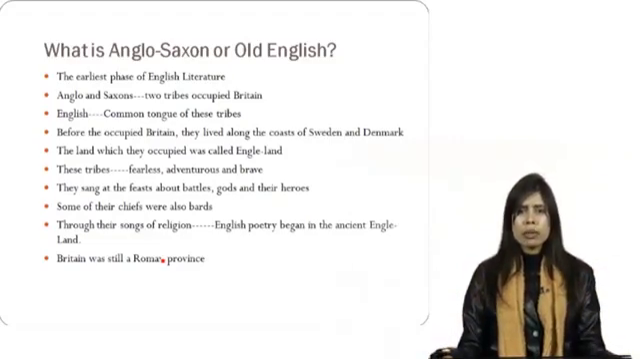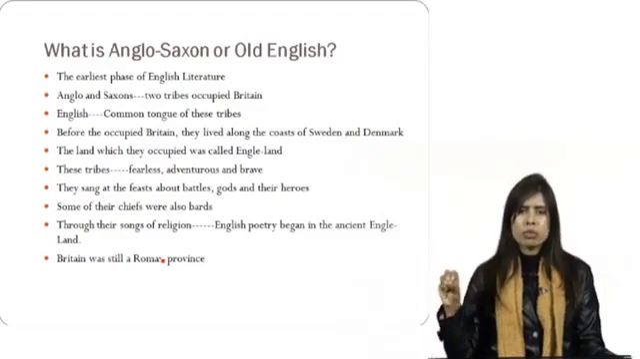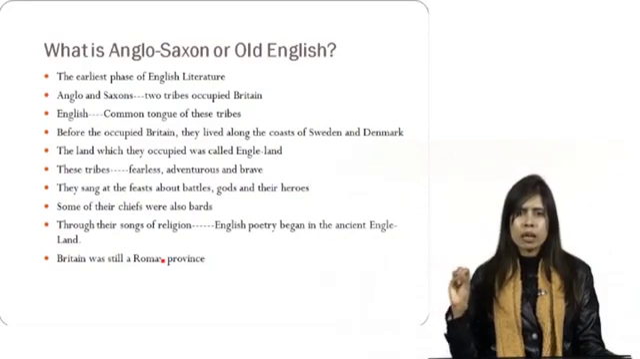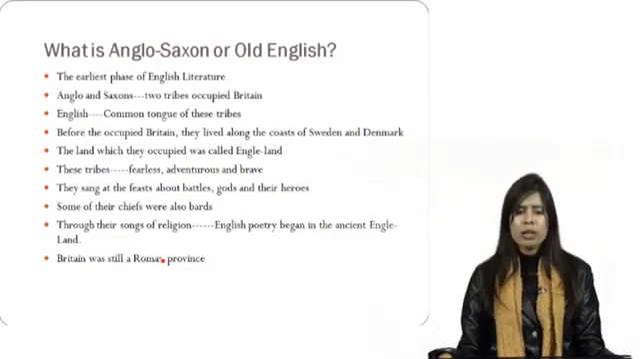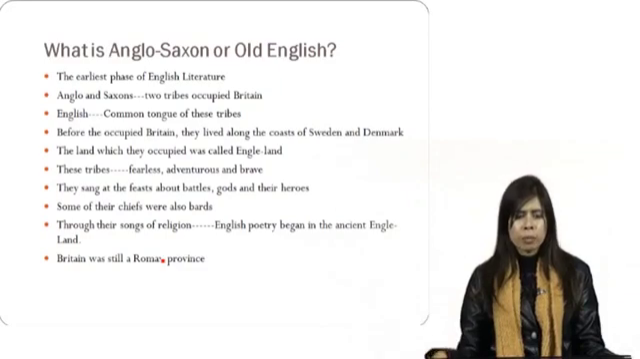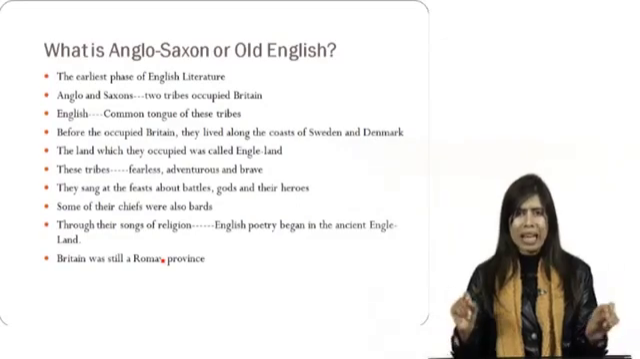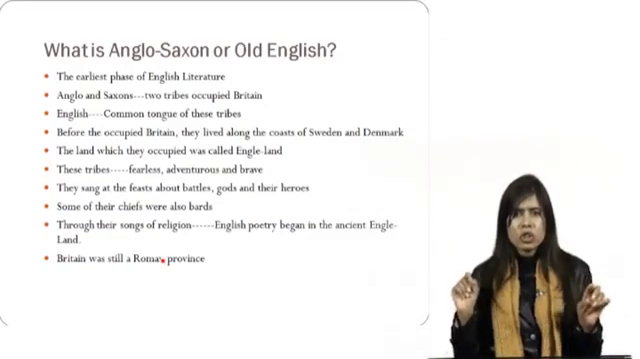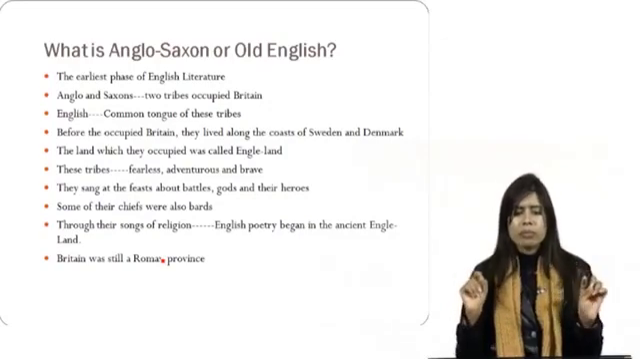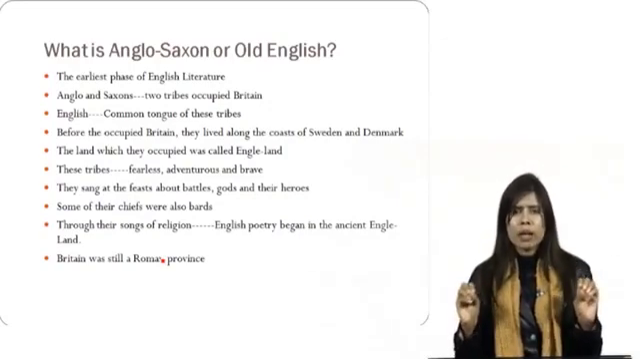English was the common language of these tribes. So these were the English-speaking tribes, Anglo and Saxons, and they occupied Britain. Before they occupied Britain, they lived along the coast of Sweden and Denmark. So basically when they came to Britain, before that they used to live along the coast of Sweden and Denmark. The land which they occupied was called England. So here you can see this is not England, this is England-land. So the land which they occupied was called England.